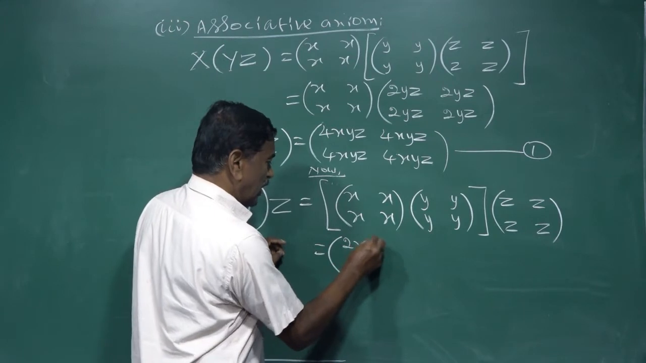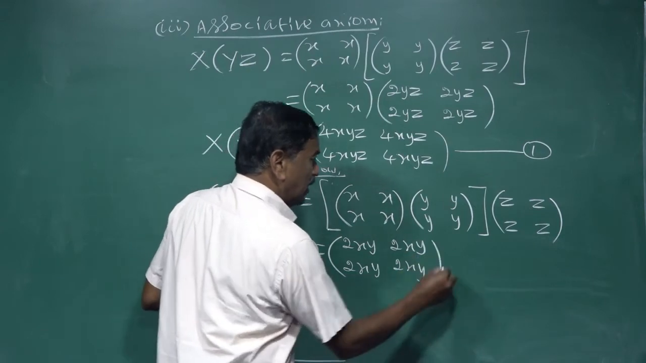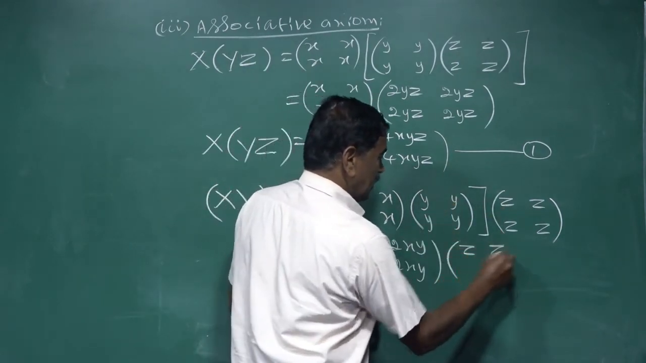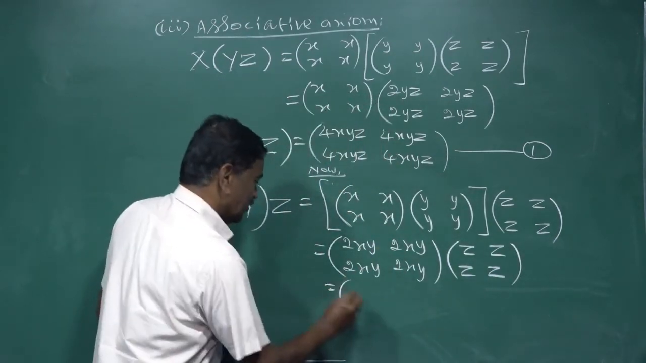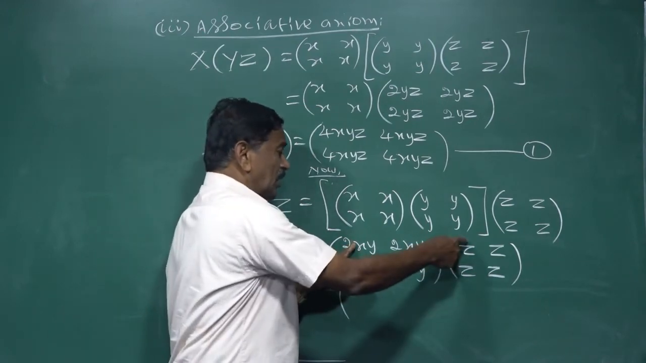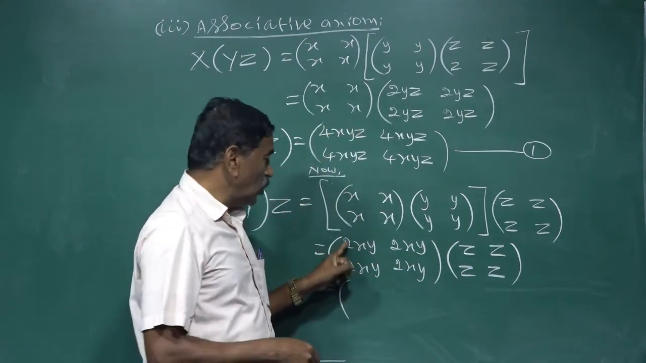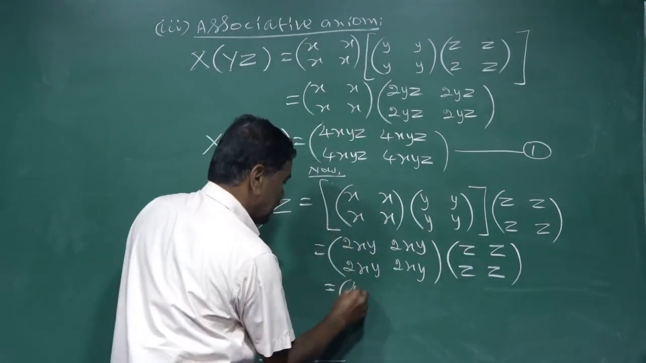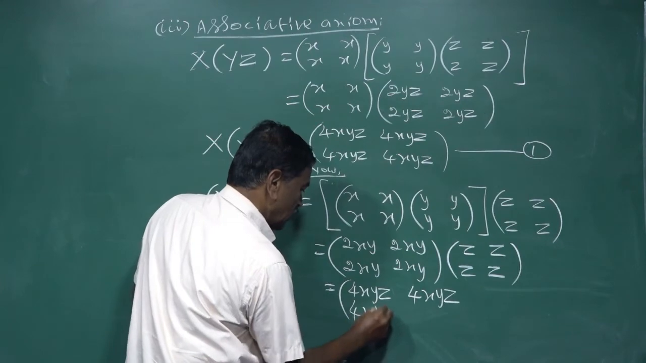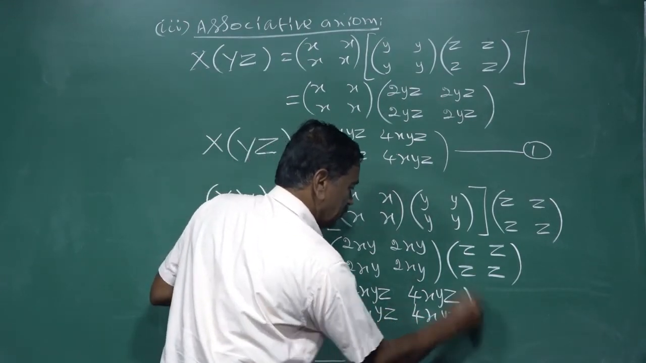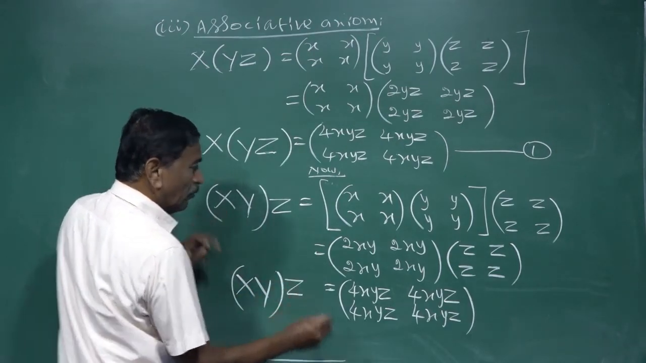So 2xy, complete. Next, 2xy into z. Now, 2xy into z is equal to 2xyz, but we also want to multiply by 2 from the closure axiom. So 2 twos are 4xyz. So your answer is 4xyz. And of course the left hand side is xy into z, which is equation number 2.